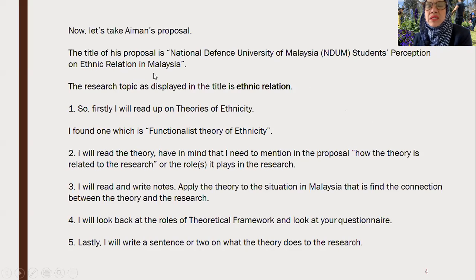No doubt there are many theories. You can easily read on them online from journal papers or books, online books. Okay, read up on the theories of ethnicity. Then out of many theories, choose one. Okay, well, I found one which is the functionalist theory of ethnicity. What I will do next is I will read the theory, having in mind that I need to mention in the proposal how the theory is related to my research or the roles that it plays in my research.